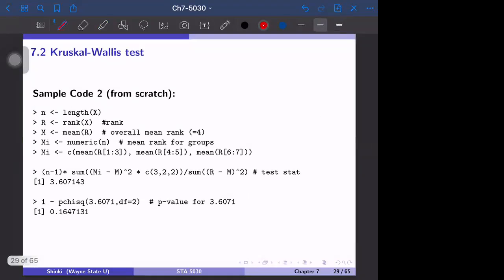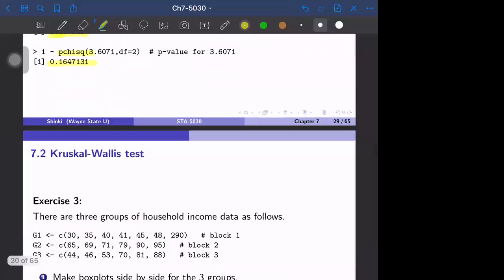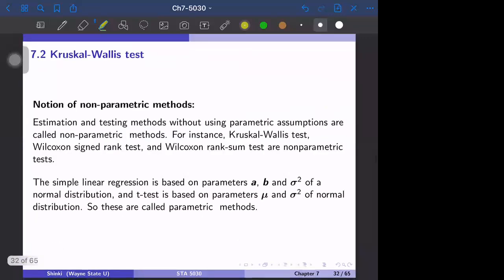Or you can calculate everything from scratch. We have 7 observations and we have the data, so we calculate the ranks of the data, the overall mean, and also the group means. Then you can plug the numbers into the formula for the Kruskal-Wallis test. You get the same number, and you can also calculate the p-value by using the chi-square probability function. Some examples will probably be asked in the homework.